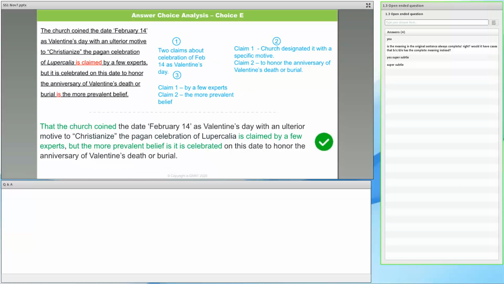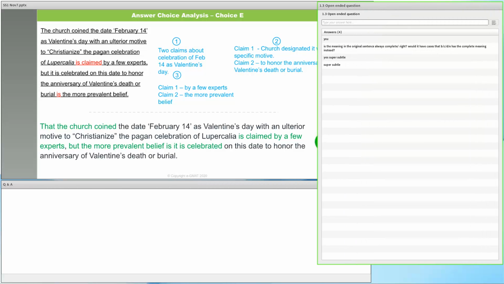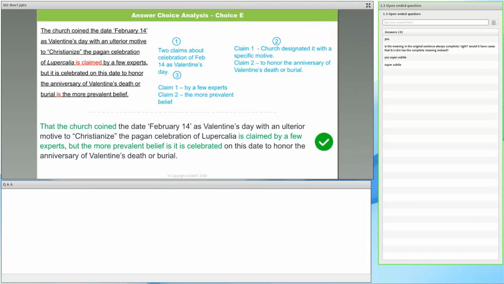Choice E, which is the correct answer, and there's an excellent question over here which I'm going to discuss. Jesse's question, I'm going to discuss that after I discuss choice E.